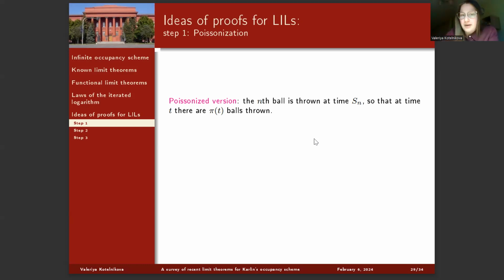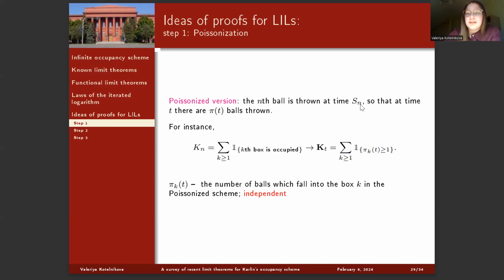So let me remind that in the Poissonized version, the nth ball was thrown at time S_n. So instead of considering the number of occupied boxes for the deterministic version, we moved to the Poissonized counterpart of this characteristic, which is denoted by K bolt. And it is the sum of indicators that the kth box turned out to have at least one ball. Here, by pi_k(t) we denote the number of balls which have fallen into the box k. And according to the thinning properties, those pi_k(t) are independent Poisson processes.